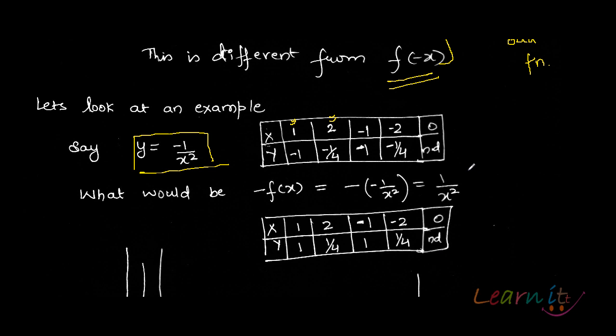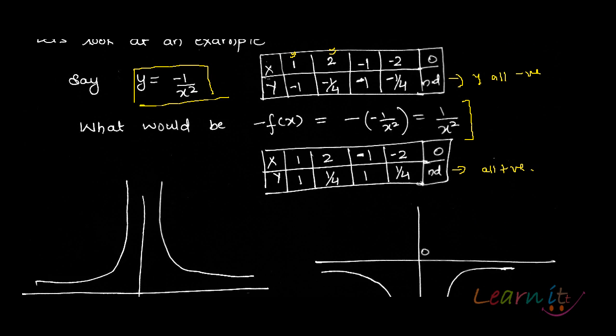So what will happen to minus f(x)? Minus f(x) will actually become 1 upon x square. Instead of minus 1 upon x square, I have 1 upon x square. So I will have all positive values of y. And here I had y's all negative, because my numerator was negative and I had an x square in the denominator, which is positive. But now I have all positives.